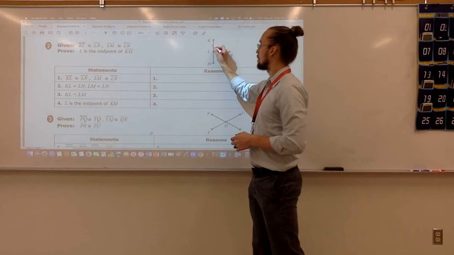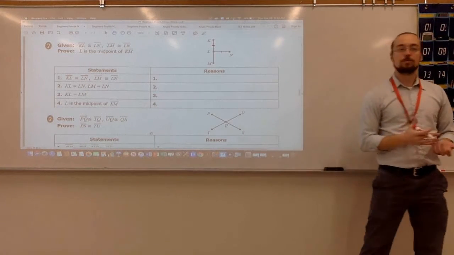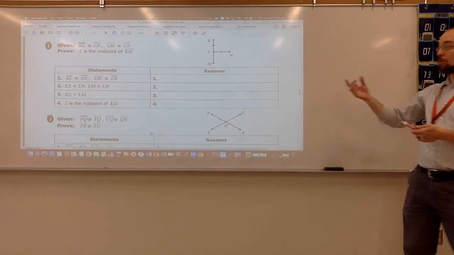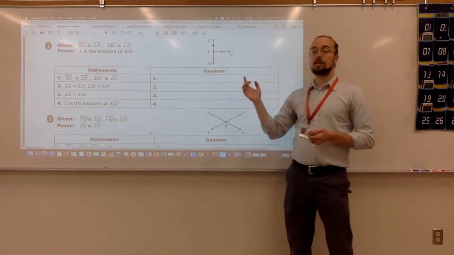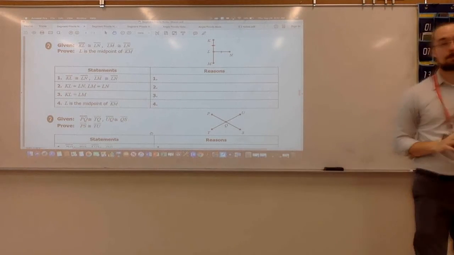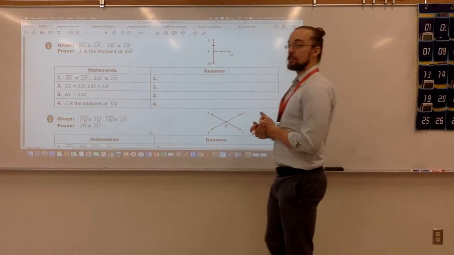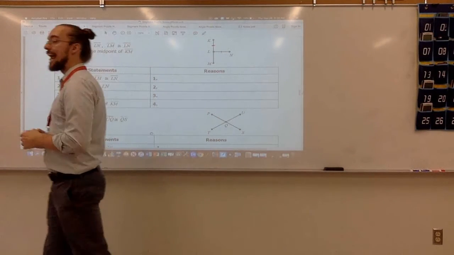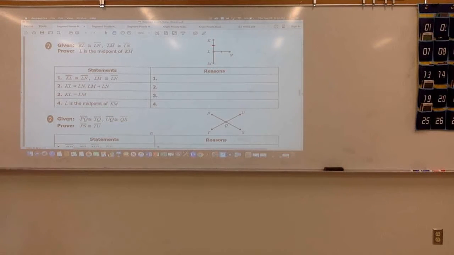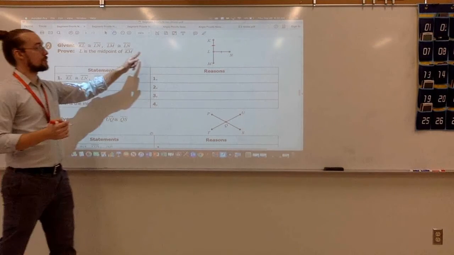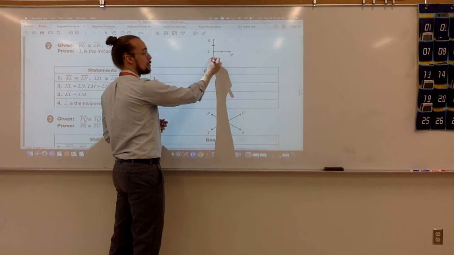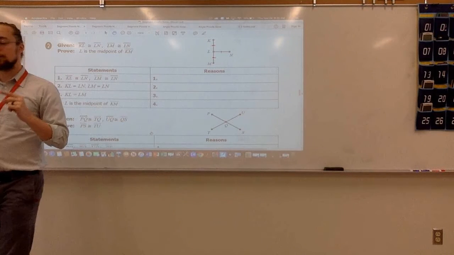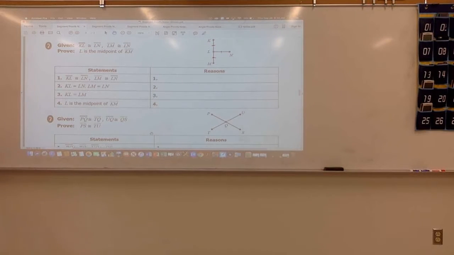We talked about this a little bit. We can use the same number of tick marks. So if I put one tick mark on KL and one tick mark on LN, that tells me, just looking at the diagram, that they have the same length. The other piece of information that I'm given is that LM and LN are congruent. So again, I can mark that on the diagram. Since I already have one tick mark on LN, I can also put one tick mark on LM to show that they're congruent.